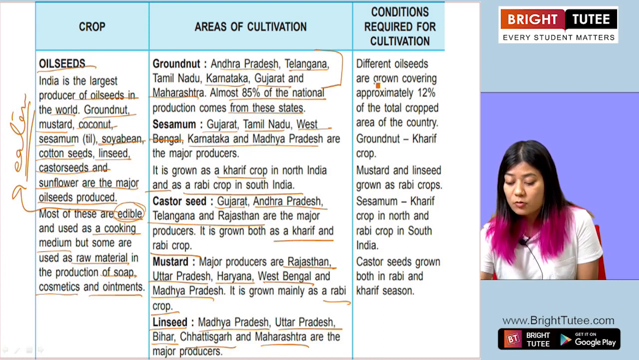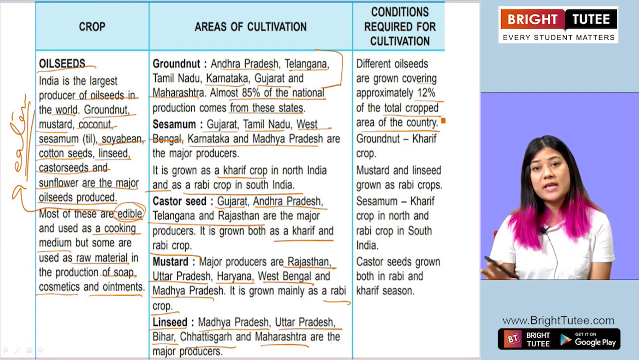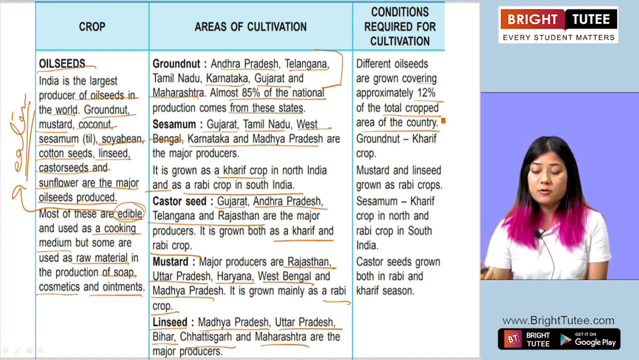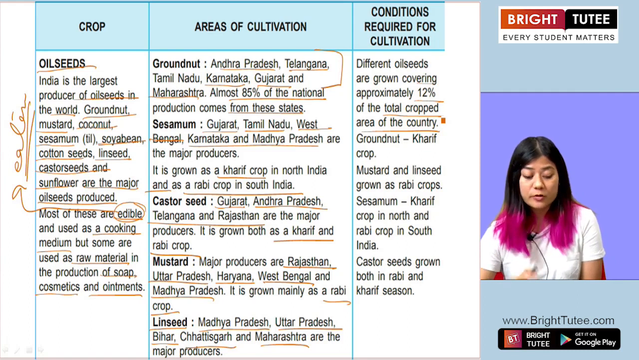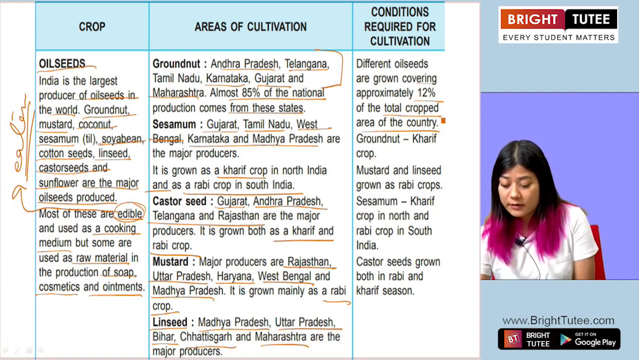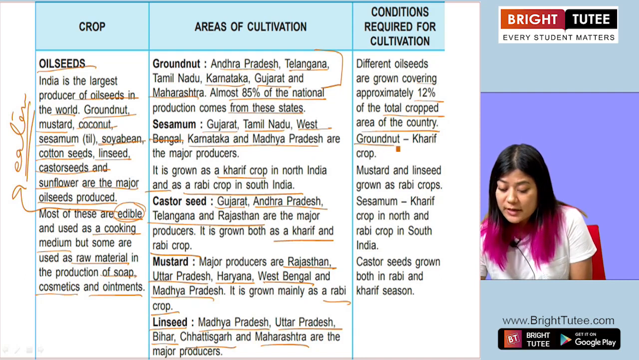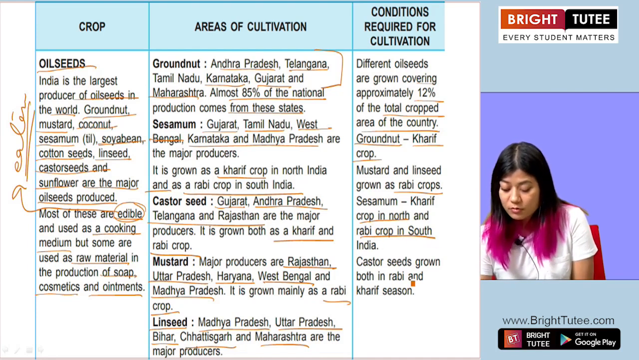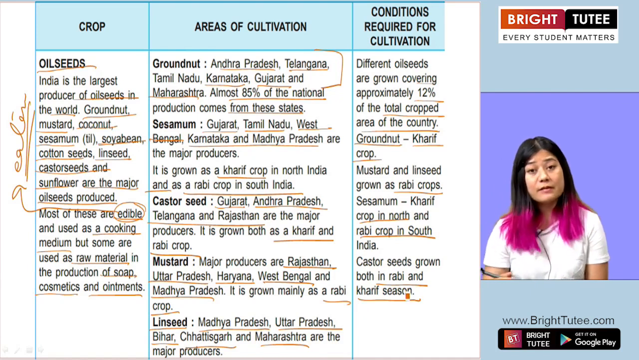Different oil seeds are grown covering approximately 12% of the total cropped area of the country. So 12% of the area which is used for the cultivation of crops is used for the cultivation of oil seeds. We know that groundnut is a kharif crop. Mustard and linseed are rabi crops. Sesame is kharif crop in the north but rabi crop in the south. Castor seeds are grown both as rabi as well as kharif crops.